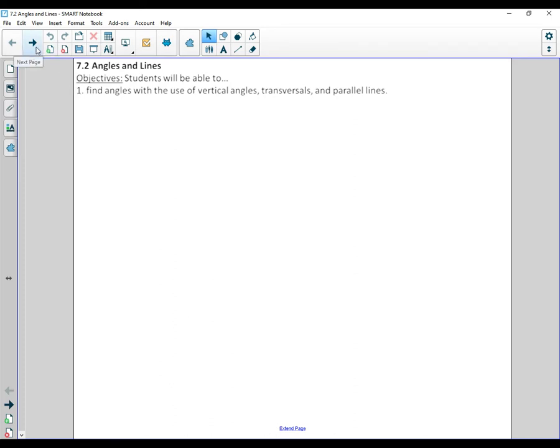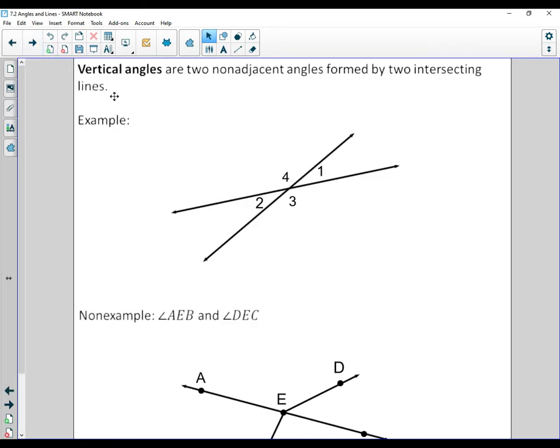So we went over 7.2, which is angles and lines, and there's kind of two big ideas that carry us through this whole little section, and that's this idea of vertical angles. So up there we have the definition. Vertical angles are two non-adjacent angles formed by two intersecting lines. And that's just fancy talk for essentially angles that are across from each other after two lines intersect. Remember, adjacent is a fancy word for next to, so non-adjacent means not next to.